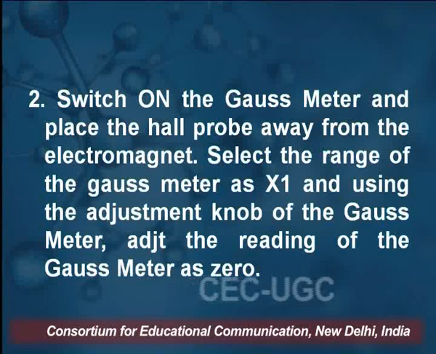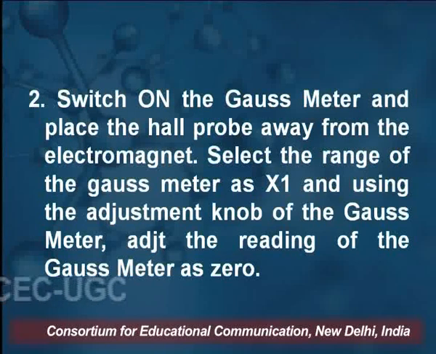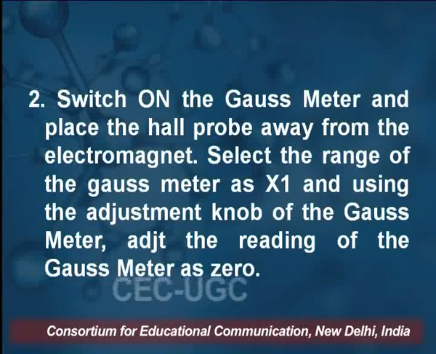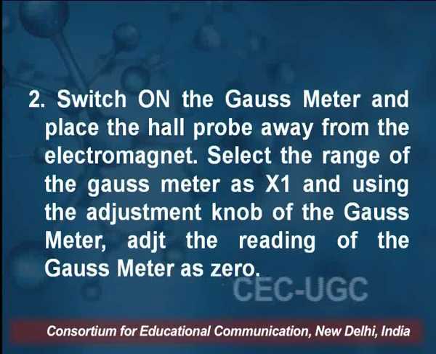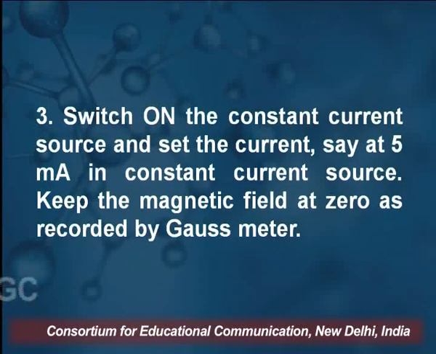Now we switch on the Gauss meter, and by using this Hall probe, which is placed between the electromagnet, we can select the range of the Gauss meter as x1. Using the adjustment knob of the Gauss meter, we adjust the reading to 0. After that we can increase the constant current, charge the electromagnet, and then measure the magnetic field in Gauss.